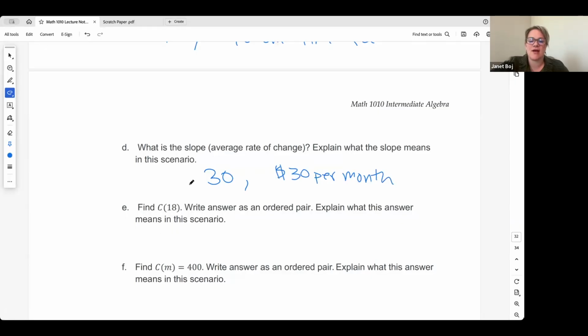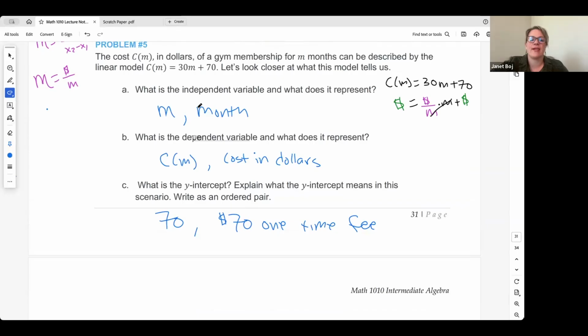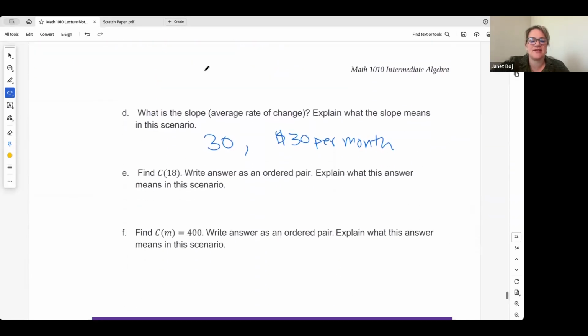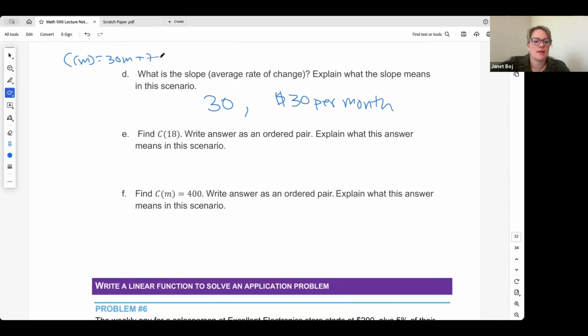Find C of 18. Once again, we have our equation, and they can ask us to plug in either point. Plug in how many months or plug in how much money. So our equation C of m is 30m plus 70. Find C of 18. So I plug 18 in for m. Just grab your calculator. 18 times 30 is 540, and then add that 70. So this would be 610.